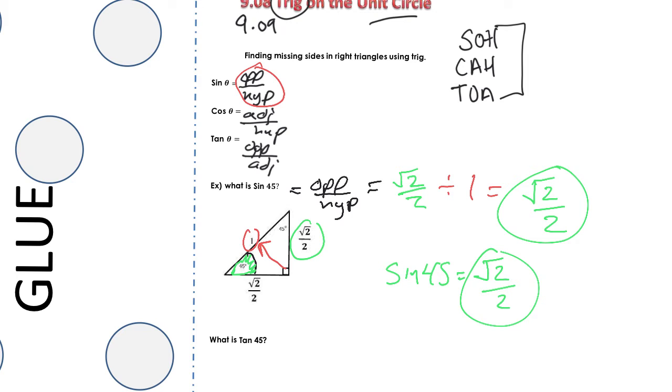Now, if you type sine 45 in your calculator, you'll get an answer that's like 0.707. Well, square root of 2 over 2 is 0.707. So we don't even need a calculator anymore. We can do trigonometry in our head.